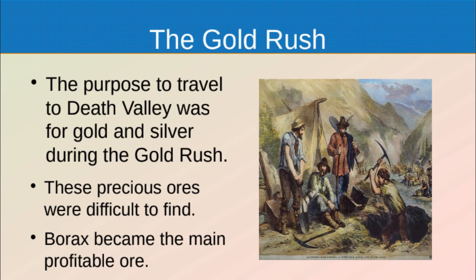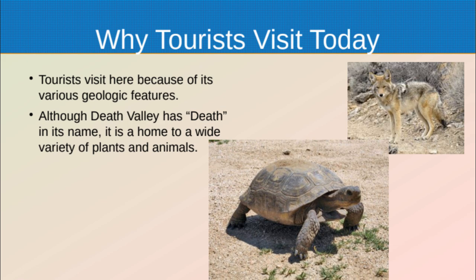Originally, the purpose to travel to Death Valley was to mine gold and silver during the gold rush. However, these precious ores were uncommon and difficult to find. It was almost pointless to search for them. Borax, also known as white gold, was the main profitable ore. Today, tourists visit here because of its various geologic features.